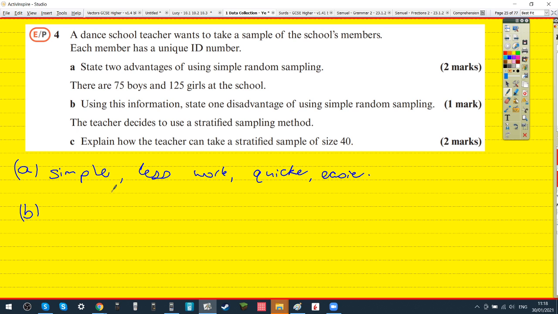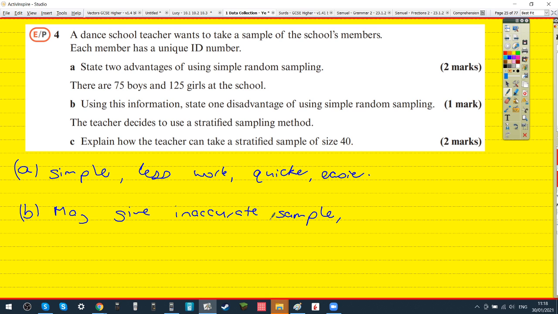Would it be less accurate? Why is that? Compared to, say, stratified sampling, where you can use it on everyone rather than say like 40 people. Stratified sampling also takes a sample, not everyone. So that's like a census versus a sample.